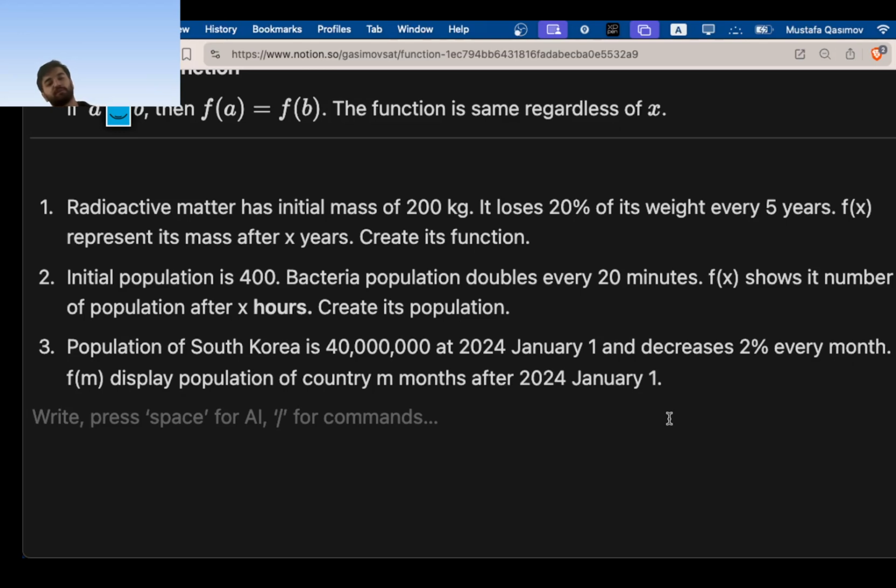Do you know what's the meaning of doubles? Increase twice, right. Yeah, you need to create this function.